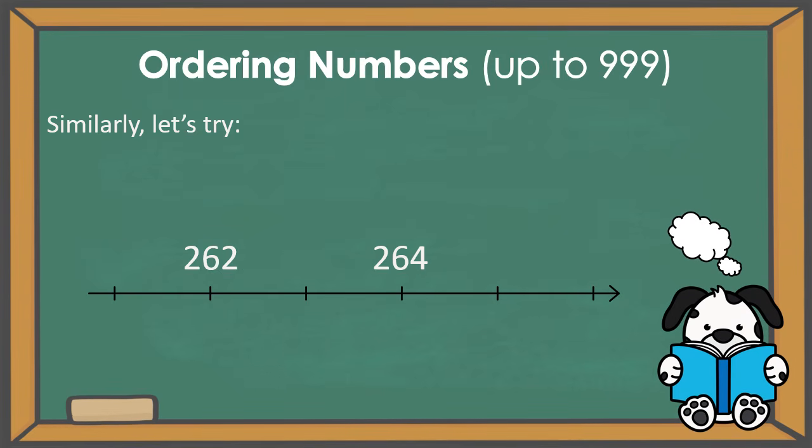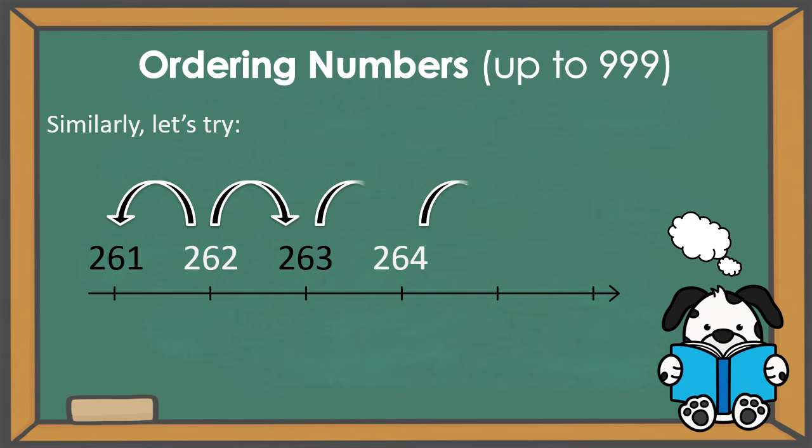Similarly, let's try. The numbers given are 262 and 264. From backward counting, we will learn that the number 261 comes before 262 and after 262 we have 263. In this, 264 is given and from this we will learn that one jump gives us 265. Again one jump gives us 266.